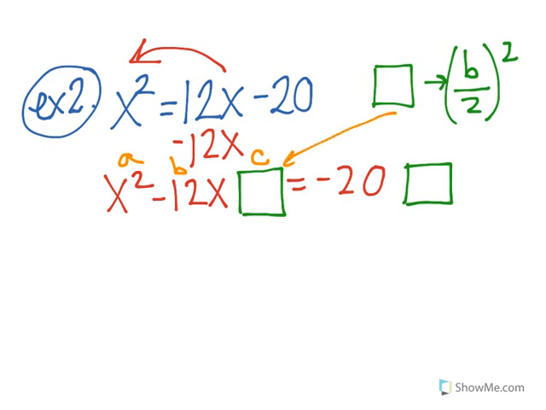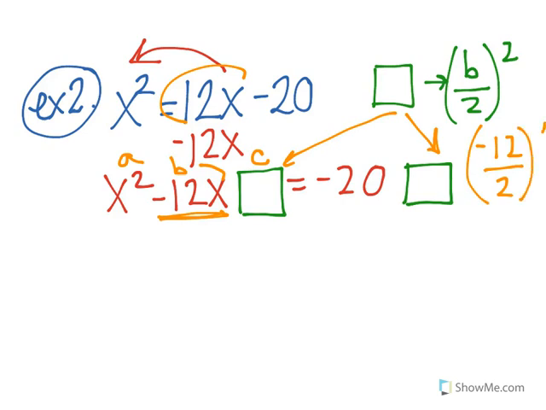So you're going to put it in this box and in this box. Your b right here is negative 12. So we're going to do negative 12 divided by 2 squared. Negative 12 divided by 2 is going to give you negative 6 squared, which is 36, because negative 6 times negative 6 is a positive 36. So in both of those boxes, you are going to put 36.